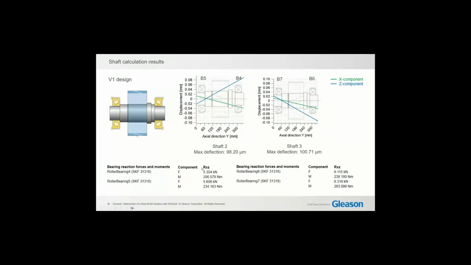And for the bearings, for bearing 4 and 6, the bearing reaction forces are even increased, but for bearing 5 and 7, they are decreased. Now, this is without offset, the X setup without offset.